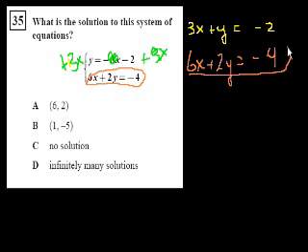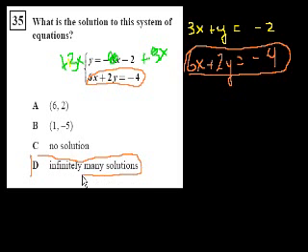Same line. So when you're solving a system of equations, you're figuring out where those two equations intersect. If they're the same lines, they intersect everywhere. So they have an infinite number of solutions. So the answer is choice D.